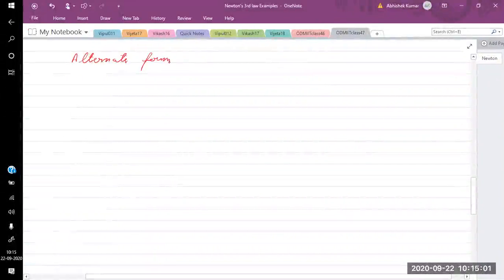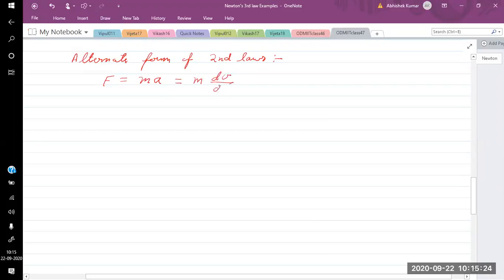Alternate form of the second law. So what is the alternate form? If we write F equal to ma, this is Newton's second law, F equal to ma. Now we can convert it into another form. The m is there, and acceleration can be written as dv by dt, the rate of change of velocity.